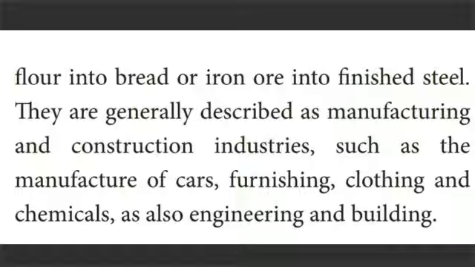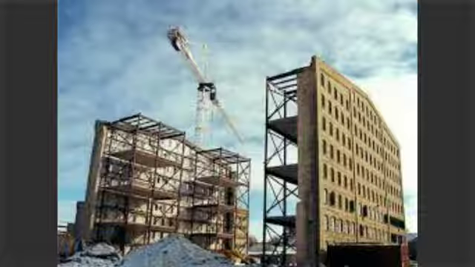For example, wheat flour is a primary product. Using this primary product, bread is manufactured, which is a secondary product. Iron ore into finished steel is also another example of secondary production. They are generally described as manufacturing and construction industries, such as the manufacture of cars, furnishing, clothing, and chemicals, as also engineering and building.